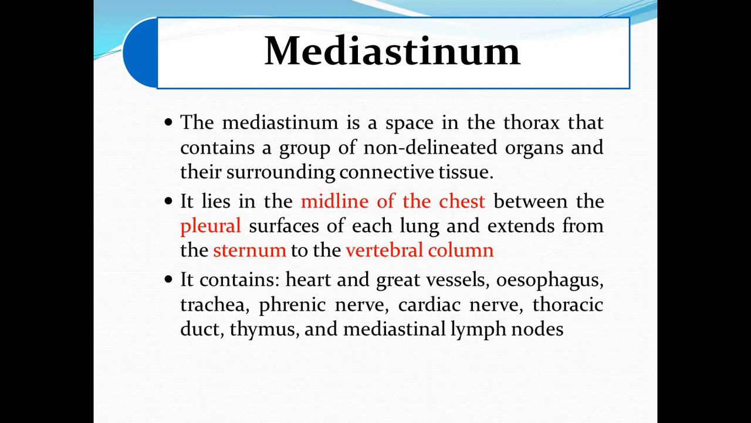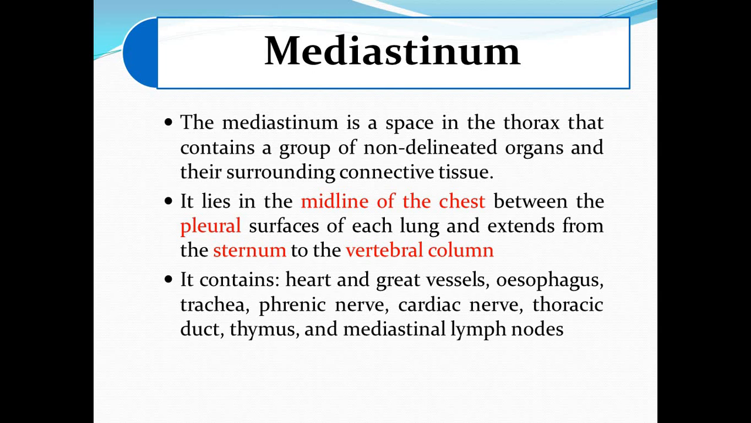We know from medical school that the mediastinum is the space at the center of the thorax, right? Between the two lungs, and it is bounded by the sternum anteriorly and the vertebral column posteriorly. It contains all of these structures: the heart, the great blood vessels, the esophagus, the trachea, the phrenic nerves, the cardiac nerves, the thoracic duct, thymus, and mediastinal lymph nodes.